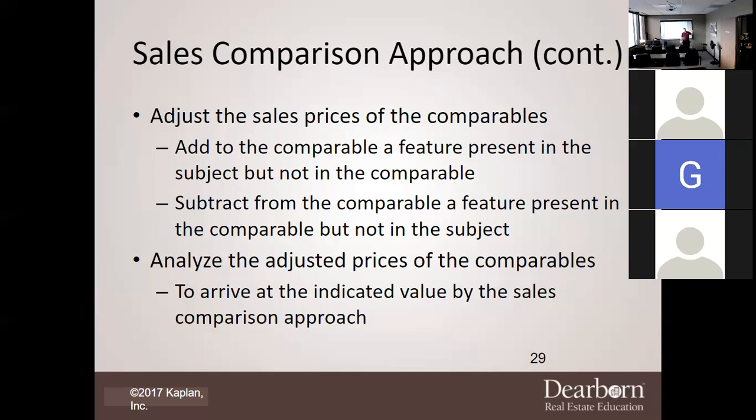Maybe there's certain tax incentives with Keith's property. Okay, so you've got to look at all these different situations. Again, you add to the comp a feature that's present in the subject but not the comparable, and you subtract from the comparable a feature that's present in the comparable but not in the subject. Again, you analyze the adjusted prices of the comparables, and you arrive at the indicated value by the sales comparison approach.